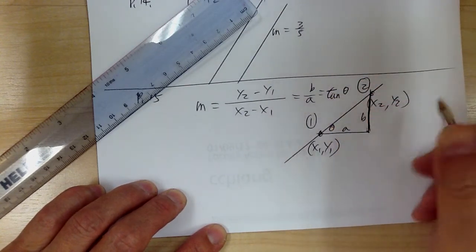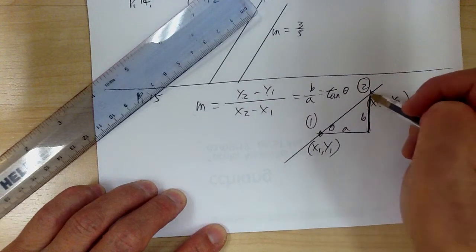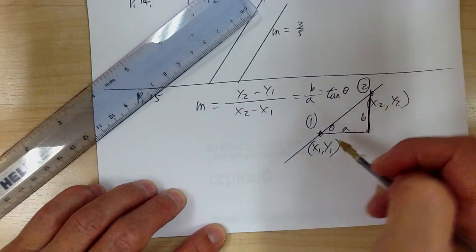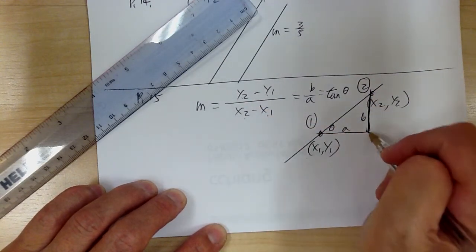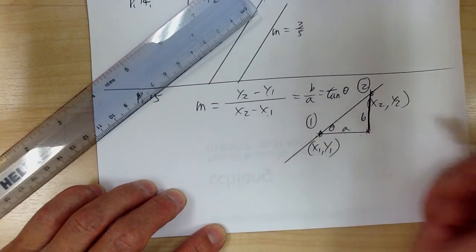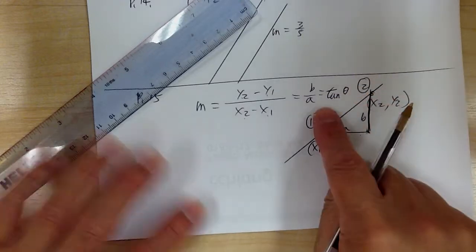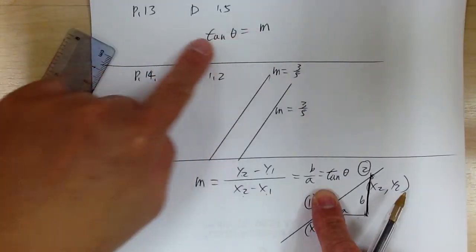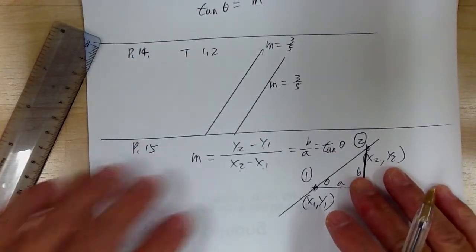Okay. So again, y2 minus y1, that's your vertical distance, that's b. x2 minus x1, the end minus the beginning, will give you the distance a. And so that's what we were talking about earlier, right? Slope equals tangent theta. Okay. That's where it came from.